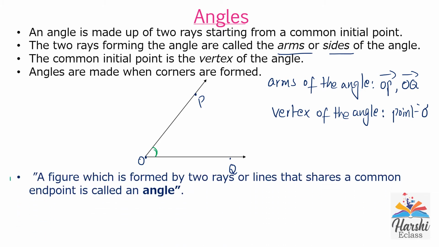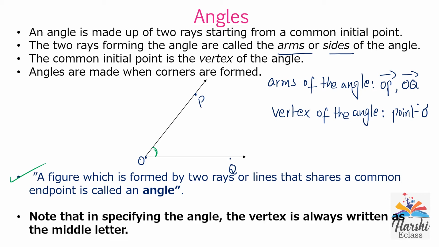Definition of angle. A figure which is formed by two rays or lines that share a common endpoint is called an angle. While writing the name of the angle, it is important to write the vertex in the middle letter. For example, the name of this angle is angle POQ. The vertex of this angle is point O. It should be written in the middle.